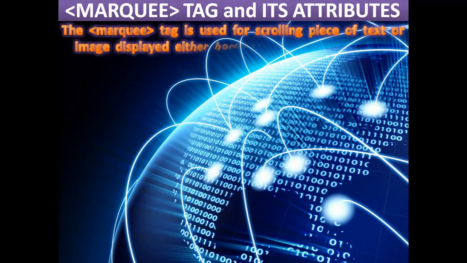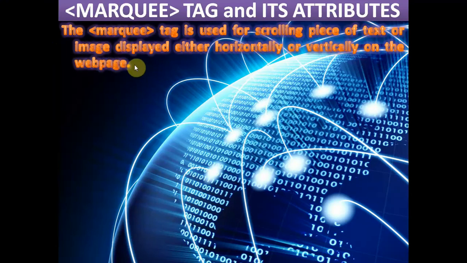First of all you have to know what is the use of the Marquee tag and what are its attributes. The Marquee tag is used for scrolling a piece of text or image, displayed either horizontally or vertically on the web page. Sometimes we move our text, sometimes we insert animated text on the web page. For that purpose we use the Marquee tag, because it is used to insert a scrolling piece of text or object. And remember, it is a container tag.